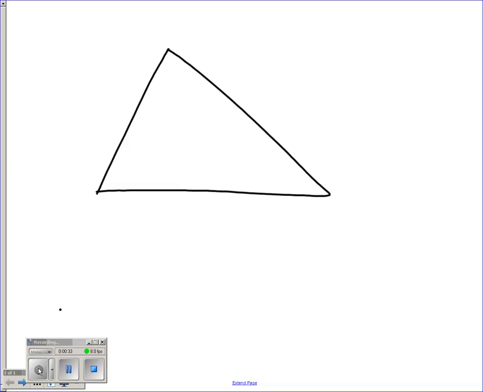And let's say that it has side lengths of, say, 5 and 7. And let's call this one down here 10. All right. Now, we don't know, is this going to be an acute triangle? Is it going to be a right triangle? Is it going to be an obtuse triangle?